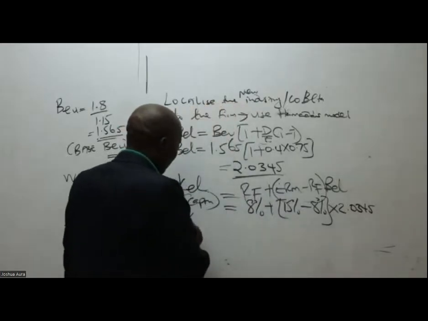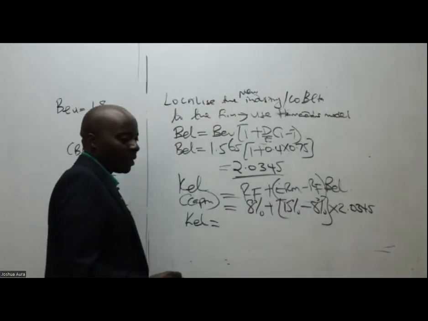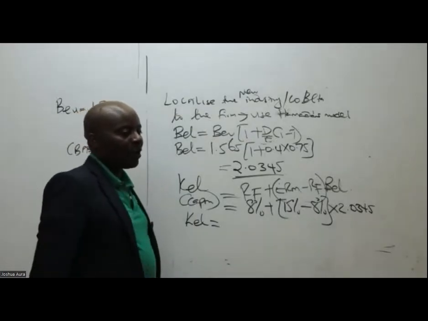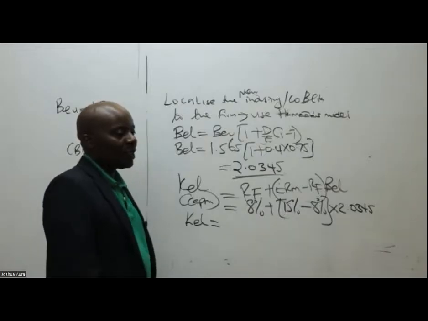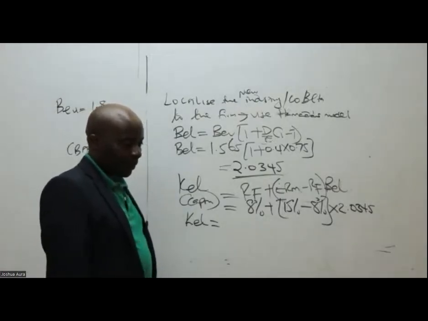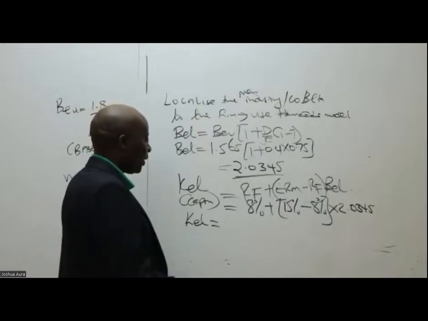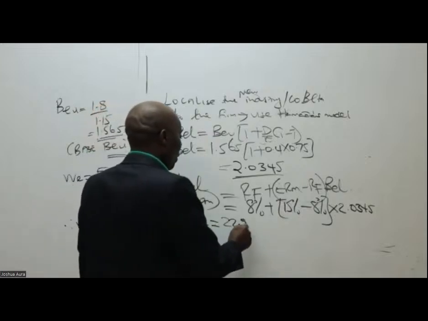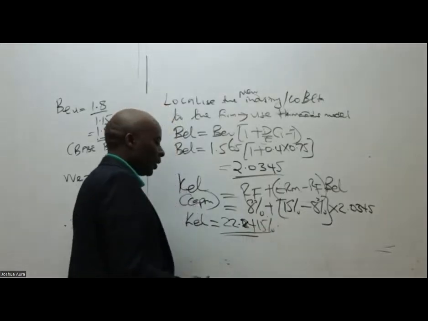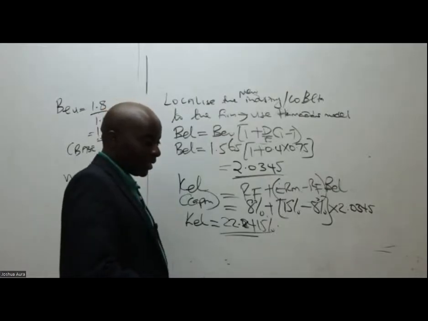Then what is our KEL? Our cost of equity of a levered firm will be equal to who? Can somebody give us this figure? 22.2415. Thank you so much. Like that. We haven't yet hit home. No, we're still one step away from home.